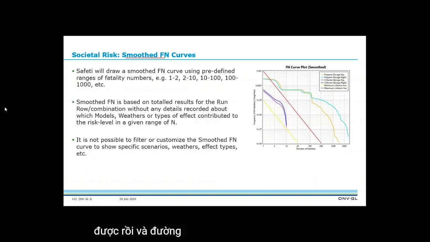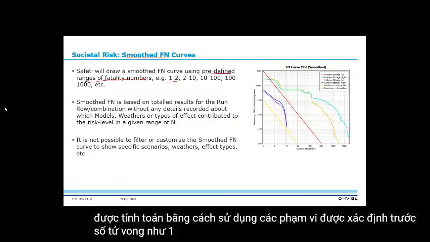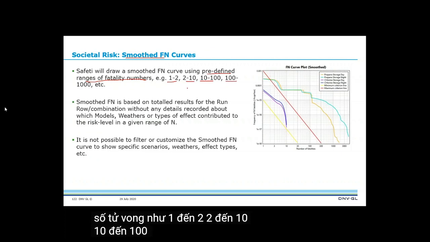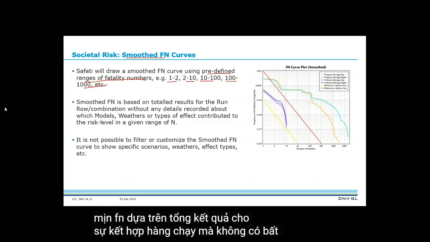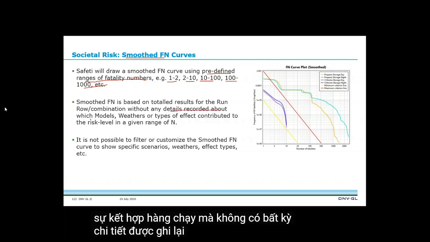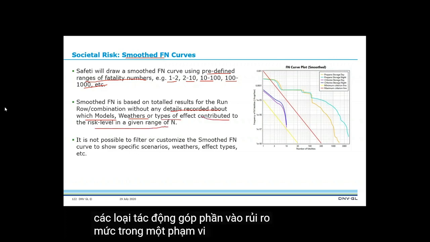Okay, and the smooth FN curve is calculated using predefined ranges of fatality numbers like 1 to 2, 2 to 10, 10 to 100, and 100 to 1,000. Smooth FN is based on total results for the run row combination without any details recorded about which model, weather, or types of effect contributed to the risk level in a given range of N.